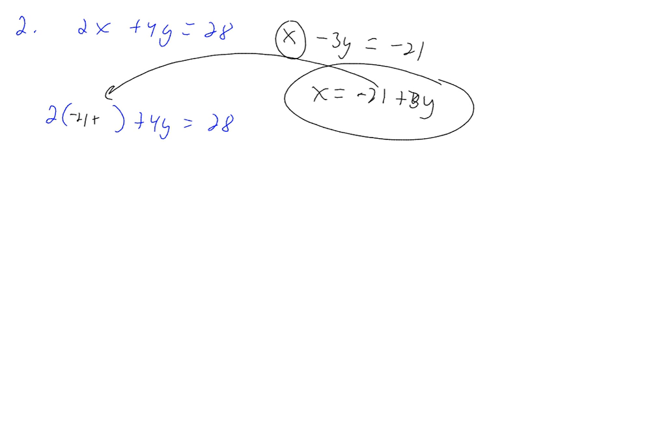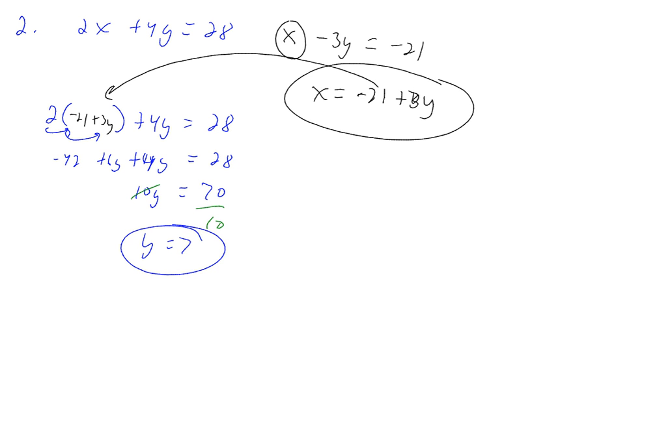Negative 21 plus 3y. Now again, you can have 3y minus 21, same thing. Distribute. Negative 42 plus 6y plus 4y equals 28. Slow down. 6 and 4 is 10y. Add a positive 42 to both sides. That's a 70. Divide both sides by 10. And you get y equals 7. How many got y equals 7?